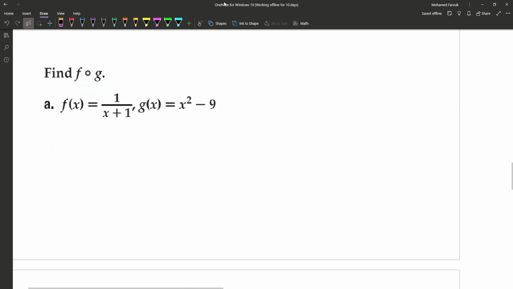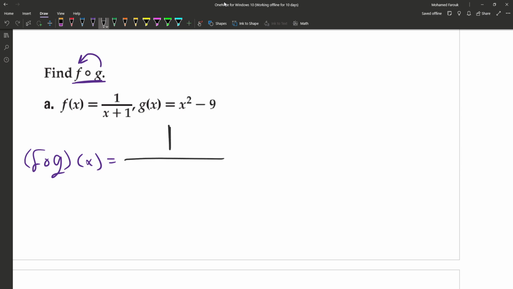Find f circle g. Okay, we have agreed that to find an expression for f circle g, we will plug g into x. So f circle g of x. Let's start with f so that we can prepare to plug something into it. So it will be 1, and in place of x, I'll put a bracket plus 1. Okay, and then inside these brackets, I'll put x squared minus 9.